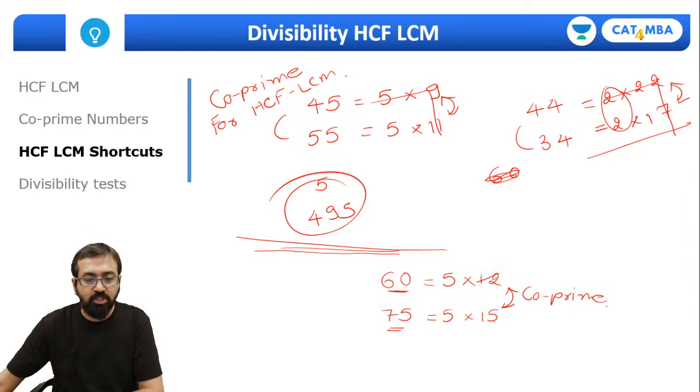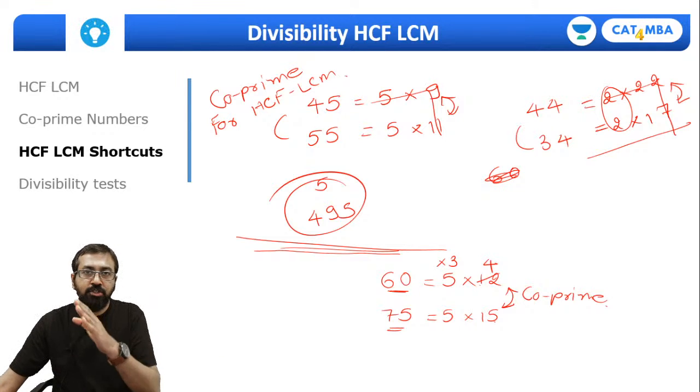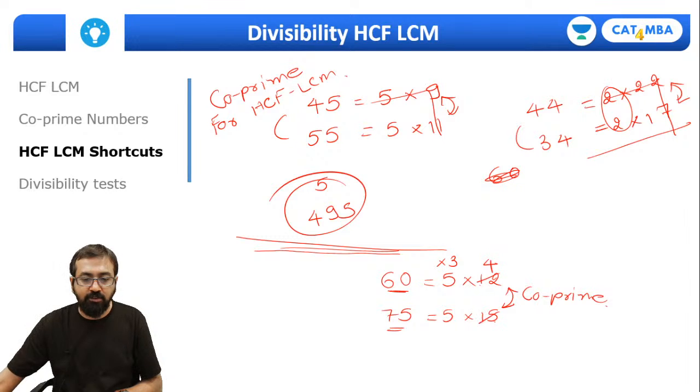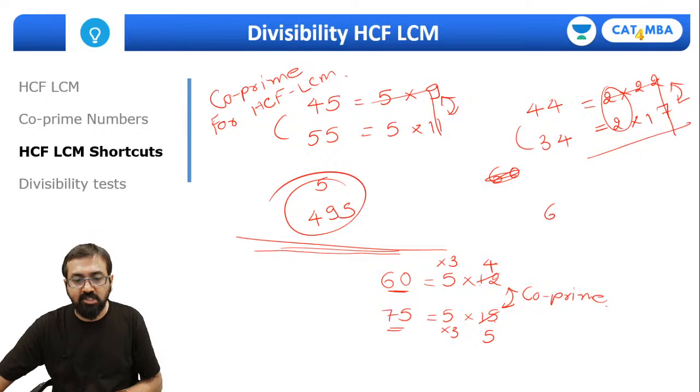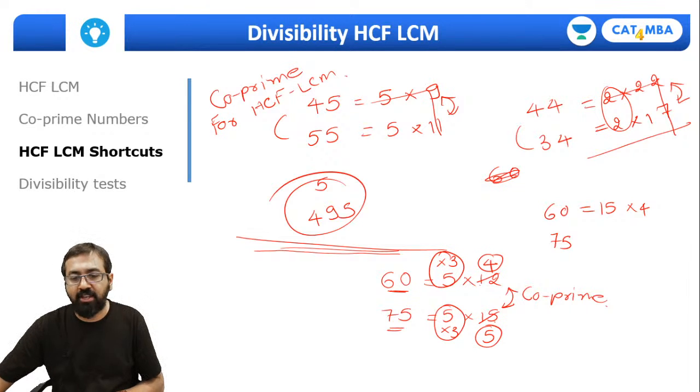So what we'll do is shift that 3 over here. We'll be left with 4, because 12 is nothing but 3 into 4. Same way, shift that 3 over this side, and you will be left with 5. Now represent these numbers once again. So 60 will be 5 into 3 into 4. 15 4s are 60, yes, that's correct. Same as 75 will be 5 into 3 into 5.